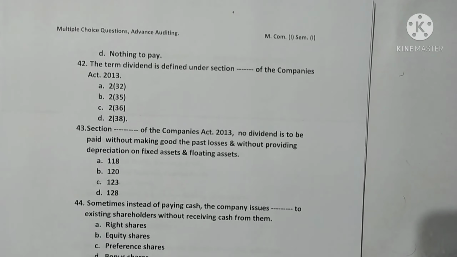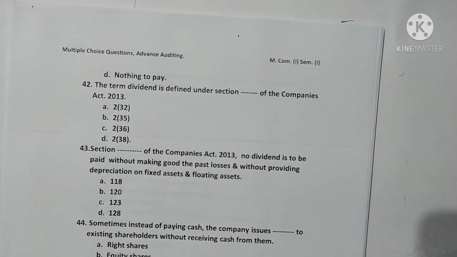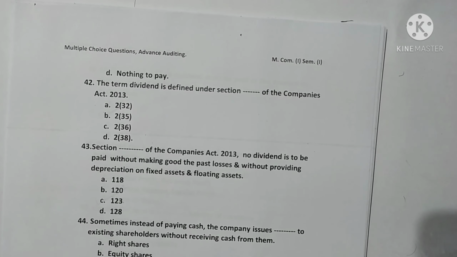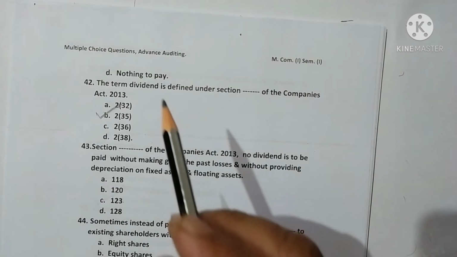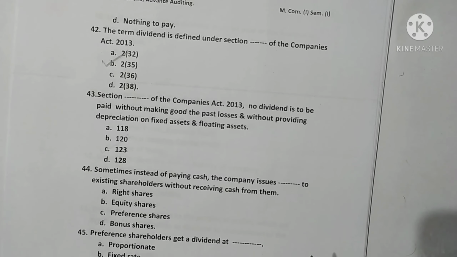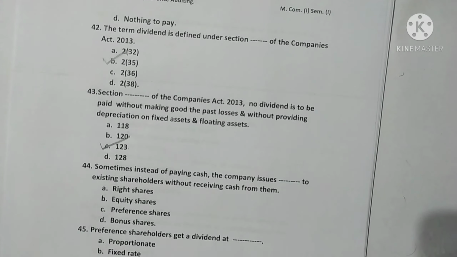Question 42. The term dividend is defined under section 2(35) of the Companies Act 2013. Here option B is correct one. Question 43. Section dash of the Companies Act 2013: no dividend is to be paid without making good past losses and without providing depreciation on fixed assets and floating assets is section 123. Here option C is correct one.